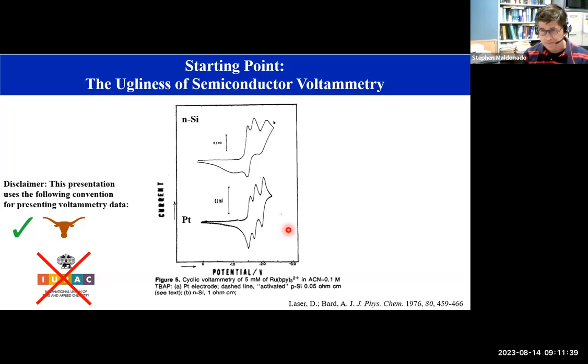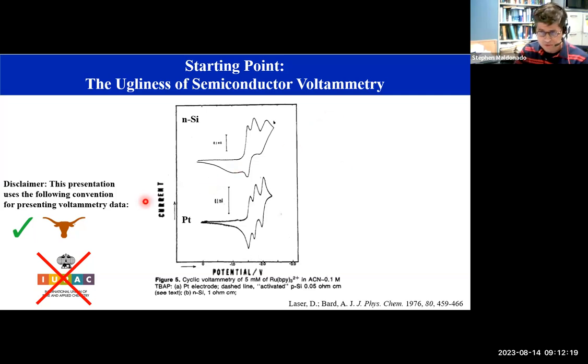So here is a plot taken from an old Al Bard paper contrasting electrochemistry for a redox active molecule that may be one of the most historically well-studied, Ru(bpy), using either a canonical metal electrode, a platinum electrode, and that's the data on the bottom, or a semiconductor electrode, and this would be an n-type silicon electrode, the data on the top. Okay, the point being is that the data between these two things look somewhat similar, but they are clearly not identical.